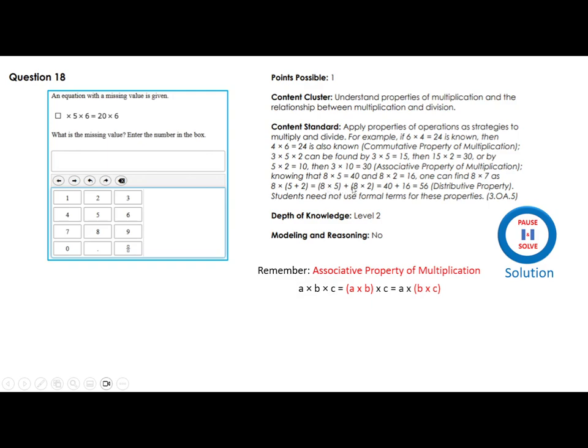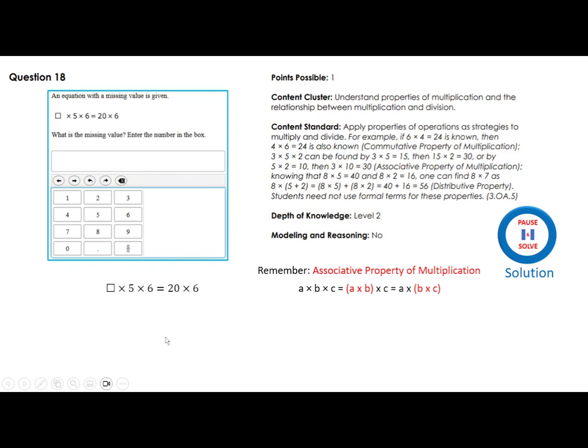If you look at an example here, if you want to multiply 3 times 5 times 2, you can do first 3 times 5 is 15, then you times it by 2, you get 30. Or you can do 5 times 2 first, which is 10, and you multiply it by 3, you get 30.